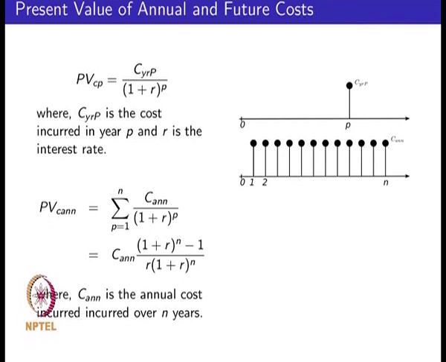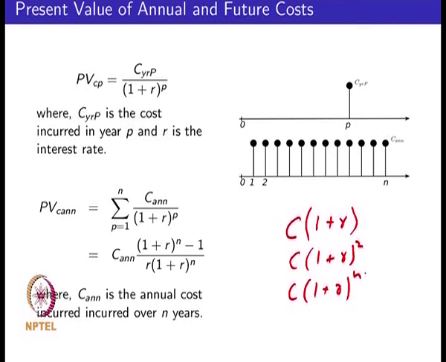So, one way of looking at a cost which is going to happen in the future is that if you have some amount C at the end of a year, and if your interest rate is R, you will have (1 plus R) into C. At the end of 2 years, you would have C into (1 plus R) square. At the end of n years, you would have C into (1 plus R) to the power of n.